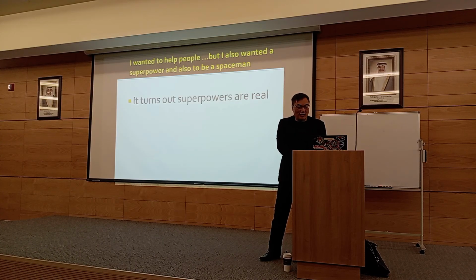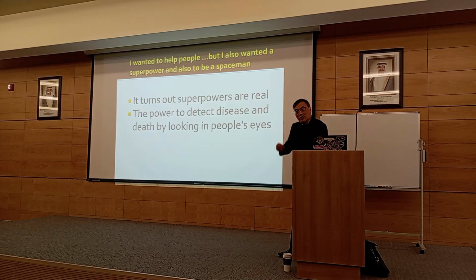Turns out superpowers are real. You have been given a great gift. That gift is the ability to detect disease and death just by looking in people's eyes. That's amazing. You can see optic atrophy from a tumor that's in their head. You can see band atrophy and say you have a tract lesion with no MR. Just you looking. Isn't that a superpower? It's a real Jedi superpower.